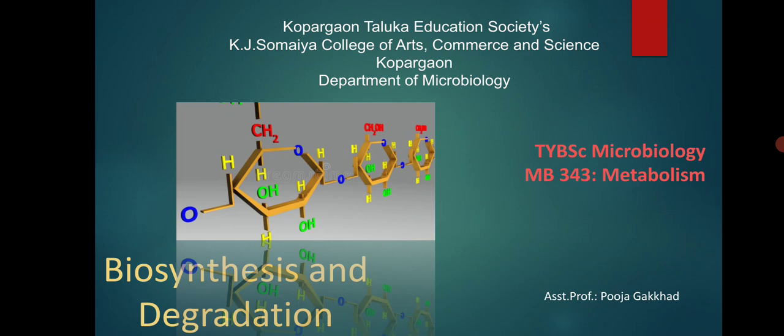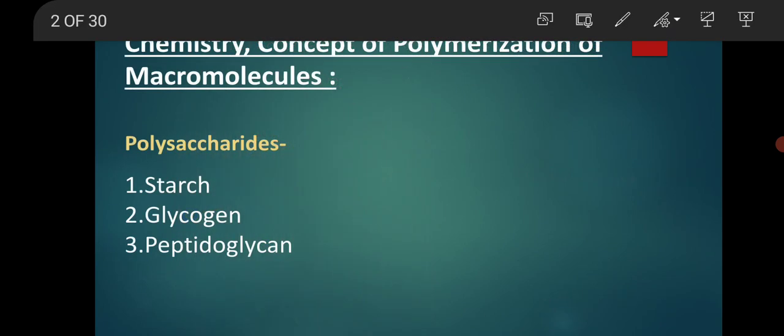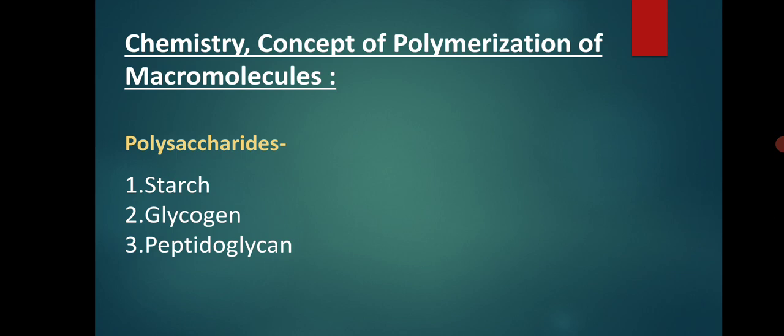And degradation means to break down the polysaccharides into monosaccharides. So in short, biosynthesis means to produce and degradation means to degrade, to break down. So that is the theme of your chapter. The first point in this chapter is chemistry, concept of polymerization of macromolecules. In that, the first point is polysaccharides, where we will study the synthesis of starch, glycogen and peptidoglycan.